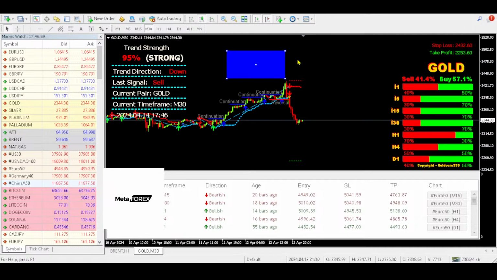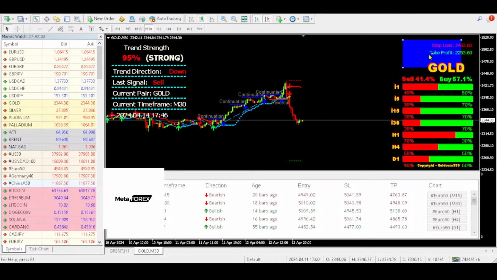On the top left of the screen, this is where we're going to see the direction of the trend, and then we're going to see the strength of the trend. What we want to see, guys, is a strong trend, either going up or down. In this particular instance, this is a downtrend on the 30-minute chart. That's the first thing we want to do: identify a strong trend, either up or down.